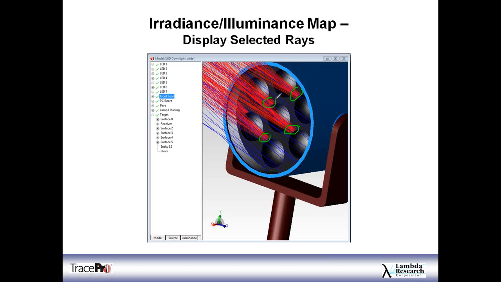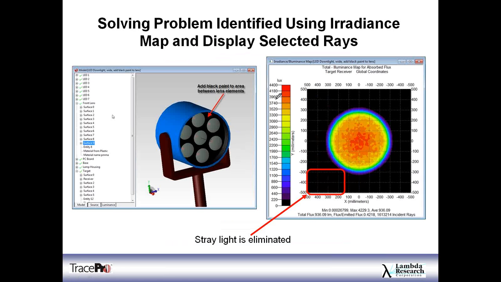So that's light that's not hitting my area of interest or my target. What could I do to get rid of that? In this case, I applied a black paint to the surface between my lens elements. I reran my ray trace, and those areas of stray light are gone. So we've improved our uniformity on the target. We've eliminated that bright ring around our target, so we improved the overall uniformity of our luminaire.